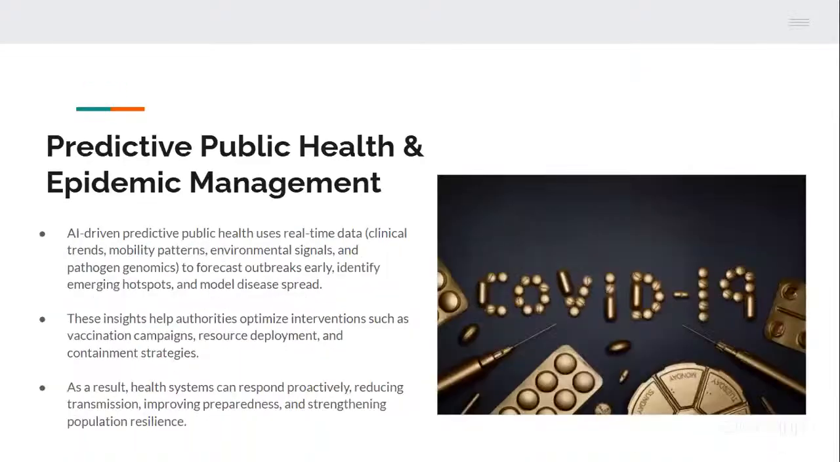Next slide, ma'am. So predictive public health and epidemic management. So how does epidemic management come into play? AI-driven predictive public health uses real-time data. Consider COVID-19. We did not have much data to train the model for COVID-19. It was a sudden epidemic outburst.